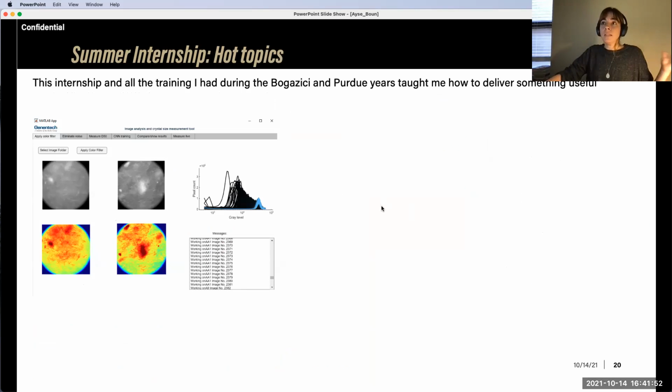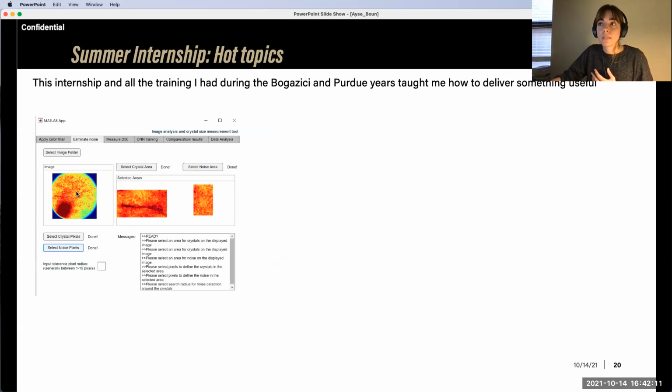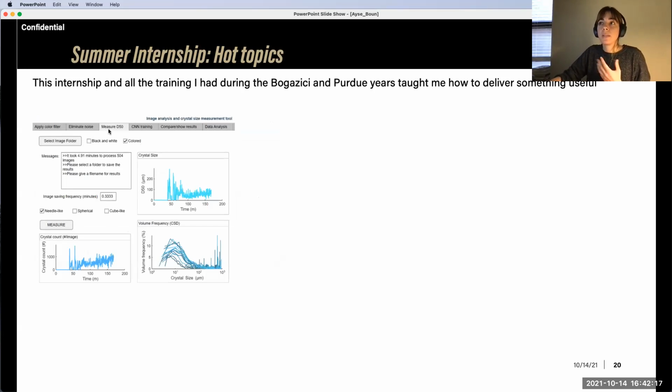And then at the end, I created a small app for them. And all they needed is their images, basically. They can just apply the color filter to change their images so that they can detect these crystals better. And they can eliminate noise by selecting the crystal area and the noise area. And then they can calculate the median size for their crystals throughout the experiment by using those processed images. So this is the median size and how it changes throughout the experiment, and the crystal count per image, and the crystal size distribution and how it changes from black to light blue.